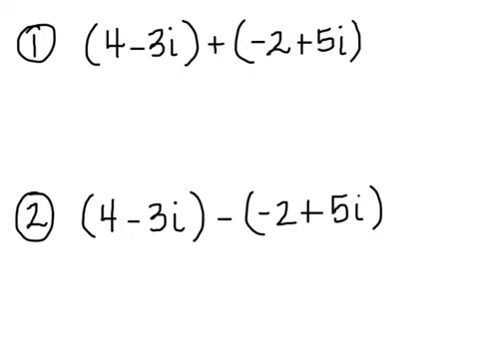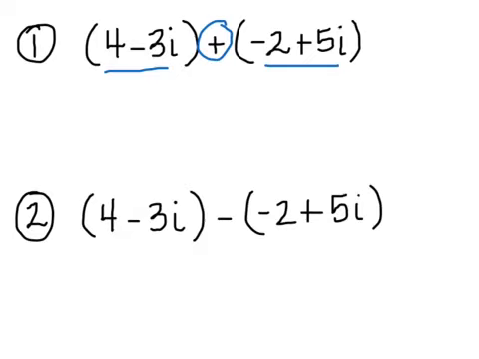Now let's look at doing operations with two complex numbers. First we'll do adding, then we'll do subtracting. So remember, a complex number is in the form a plus bi, and each of these is a complex number, and they're being added together. The nice thing about this is it's nothing new that you haven't done in the past. It's a lot like combining like terms.